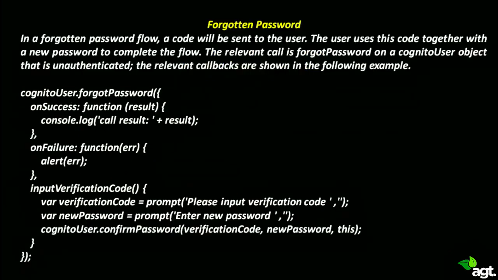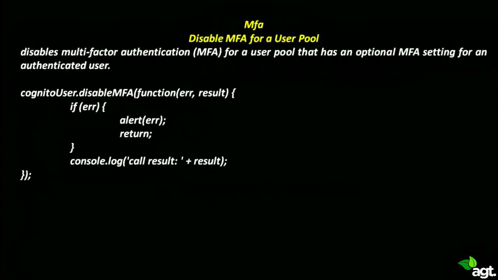Forgotten password means if you are in a forgotten password flow, a code will be sent to the user. The user uses this code together with a new password to complete this flow. So the relevant call is forgotPassword on a Cognito user object that is unauthenticated. The relevant callbacks are shown in the following examples.